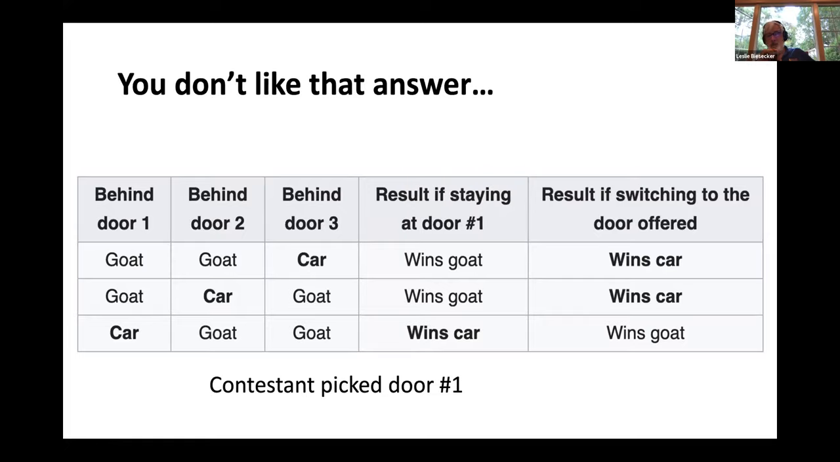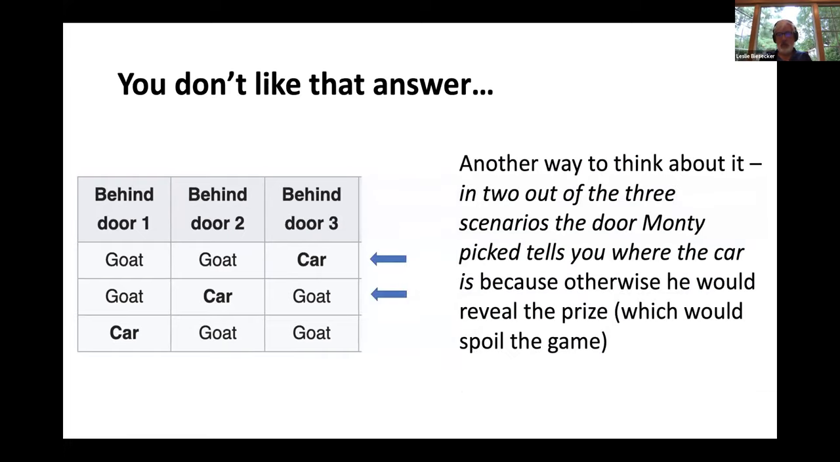Why is that? It's because when Monty Hall opened door number three, he's telling you something that you may not realize, which is that he can't open the door that has the prize behind it. So if we are in either of these two scenarios, if it's either door two or door three, Monty has to open the other door. So in those scenarios, what he's doing is telling you in two out of three scenarios where the car is, because otherwise he would reveal it, which would spoil the game.